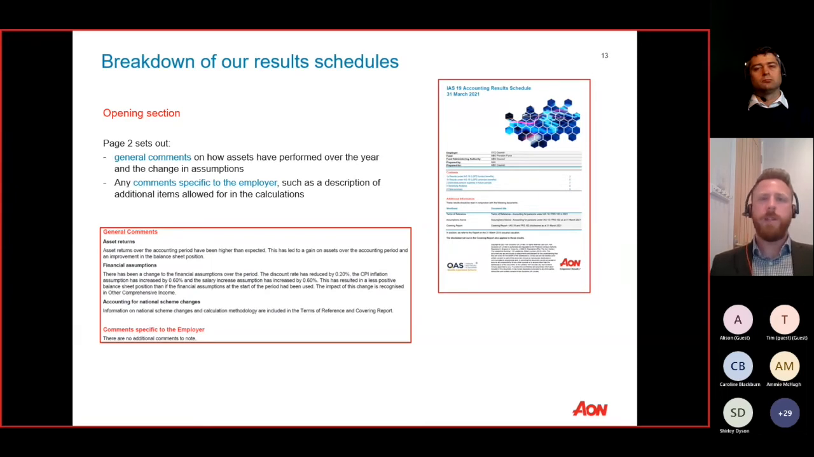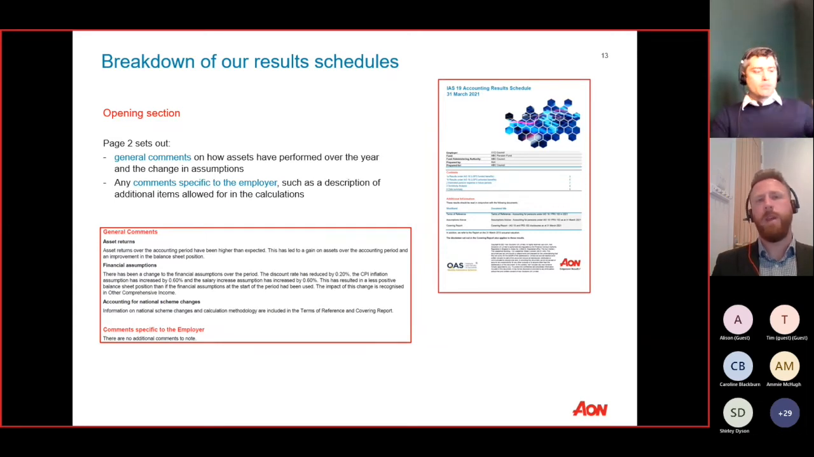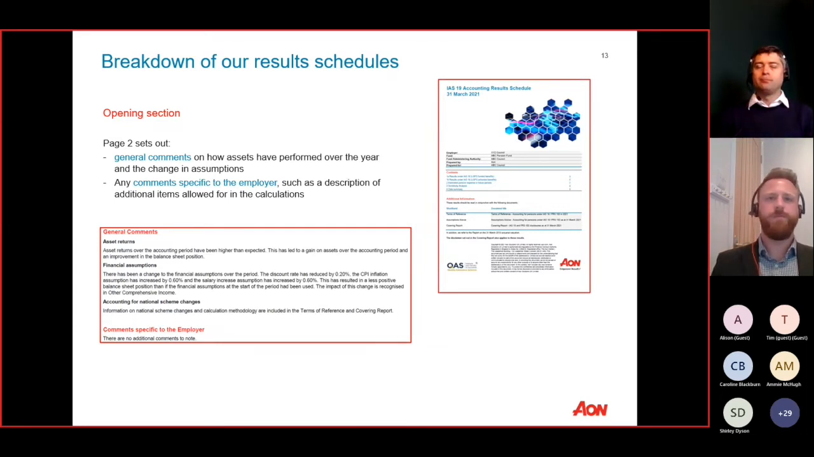So starting with that opening section, the comments generally appear on page 2 of our report, as shown in the bottom left of the slide on the screen. So that sets out some general comments around how assets have performed over the accounting period, what's happened to the assumptions and what that means for the accounting position, any scheme-wide or significant occurrences or requirements for the accounting period, and then also any comments specific to the employer in question, such as comments on the data provided or any significant events that we've been asked to include. So again, in multi-academy trust, that might be a new academy joining over the period.